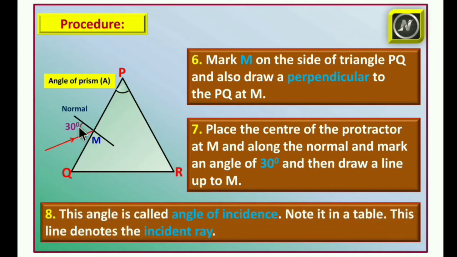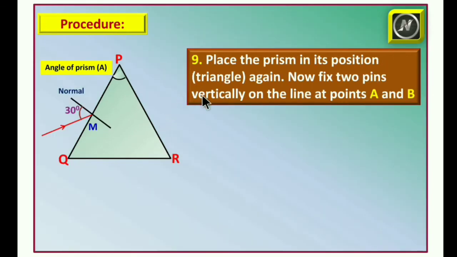This angle is called the angle of incidence. Note it in your table. This line denotes the incident ray. Place the prism in its position now.